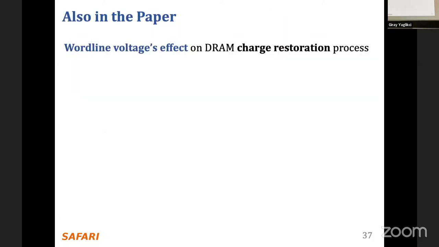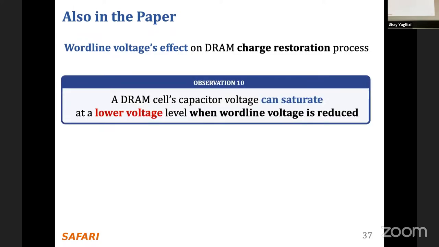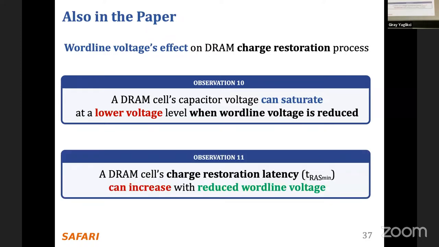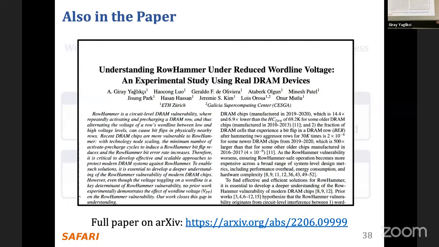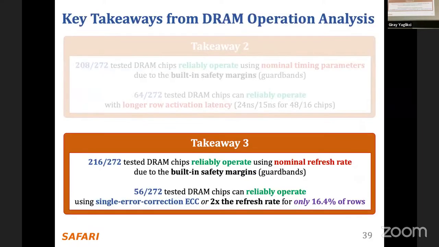We have more analysis in the paper on the effect on DRAM's charge restoration process, and we show that with reduced wordline voltage, the capacitor voltage can saturate at a lower voltage level than the wordline voltage supplies. And also the charge restoration latency can increase with reduced wordline voltage, which is not surprising because it's a similar process. It's in the full paper.